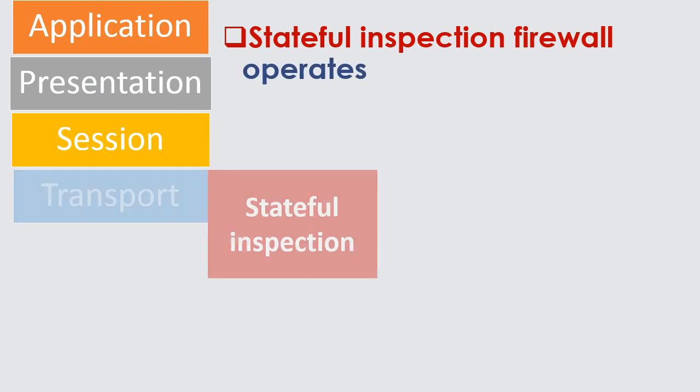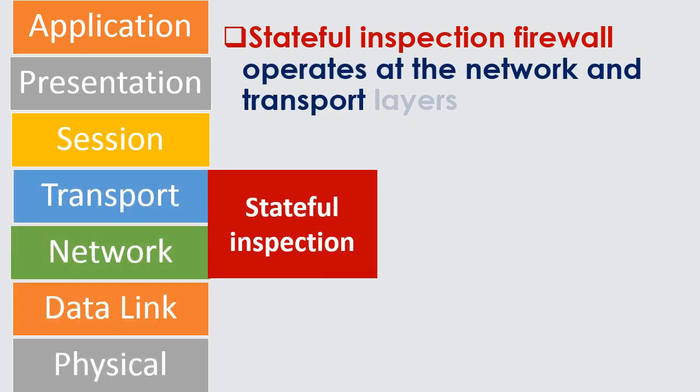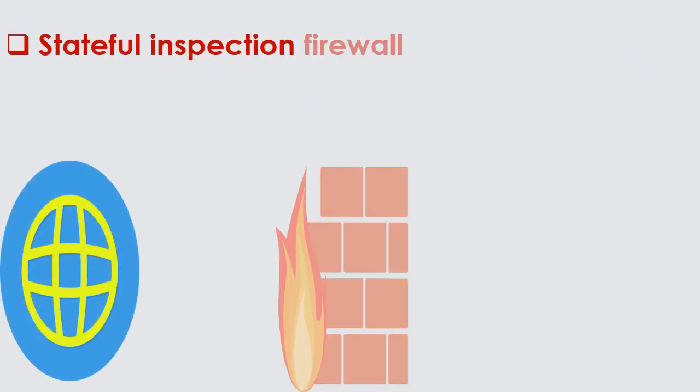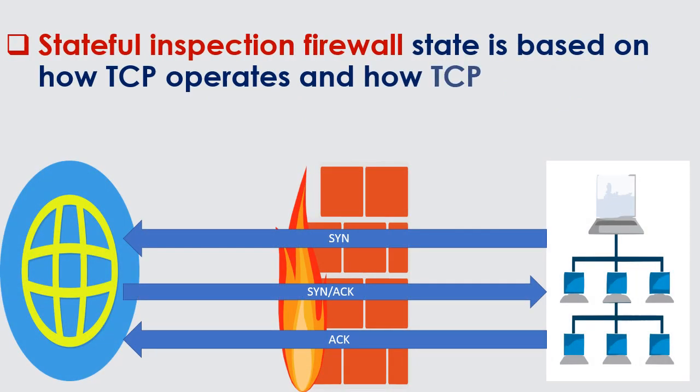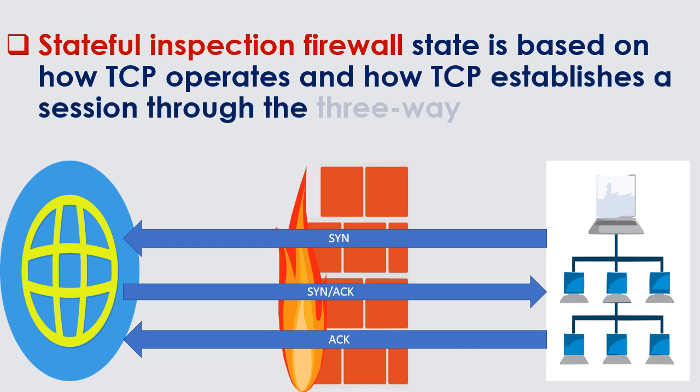A stateful inspection firewall operates at the network and transport layers of the OSI model. Its state is based on how TCP operates and how TCP establishes a session through the three-way handshake.